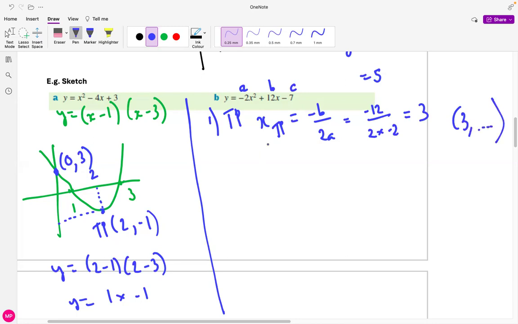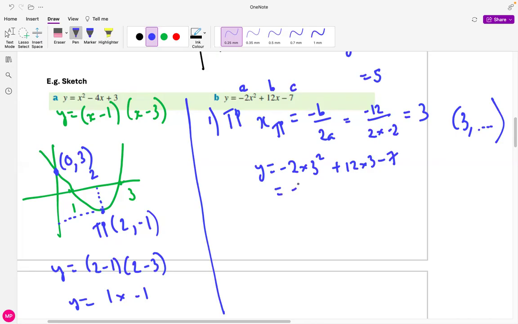Okay. Now I substitute 3 back in. I find the y value. So to find the y value, I have y equal negative 2 times, substitute 3 in. So 3 squared plus 12 times 3 minus 7.